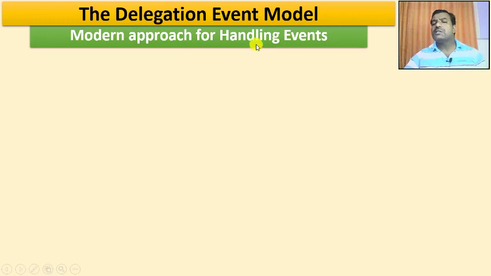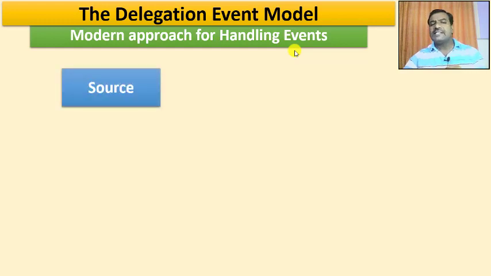Hence, what is this? We call this the modern approach for handling events. There are always two types of event models, or ways we are going to handle events. The earlier one was in Java 1.0, and the later one, which we use until now for event handling, is the delegation event model.